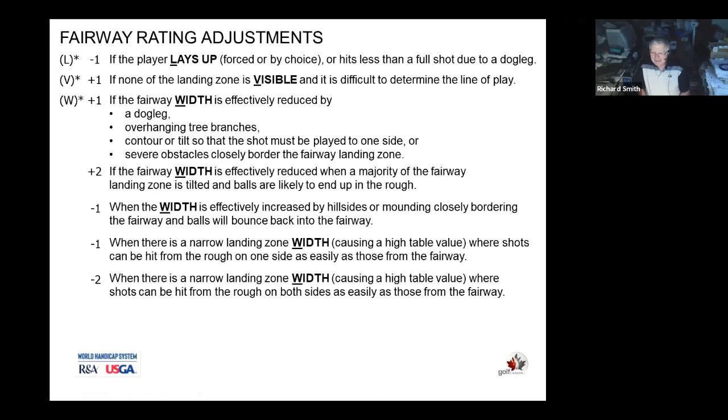If you can quite easily chip the ball onto the green from both sides in this situation, go for the -2. But if there's something on one side or the other that means you can't hit easily from there, for example, maybe on one side there's a bunker, so that if you've missed this narrow fairway to the left, you're in a bunker. Well, then, assuming you could play easily from the other side, then the W-1 would be the appropriate one.